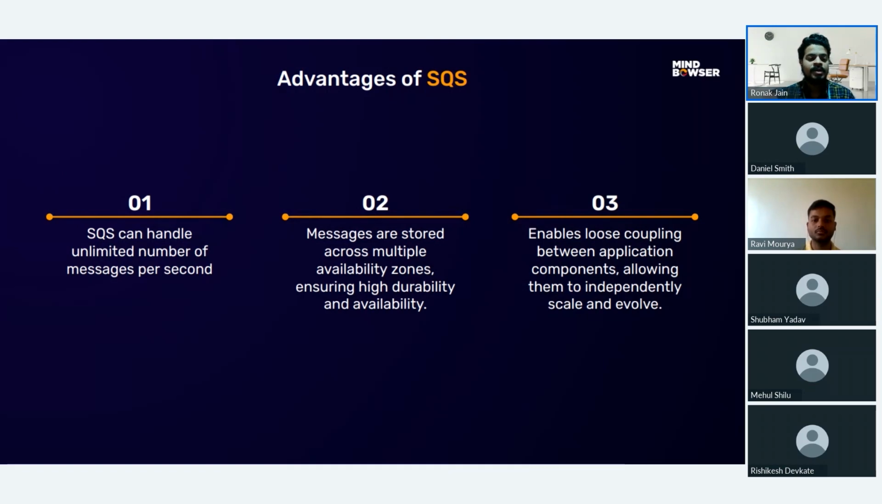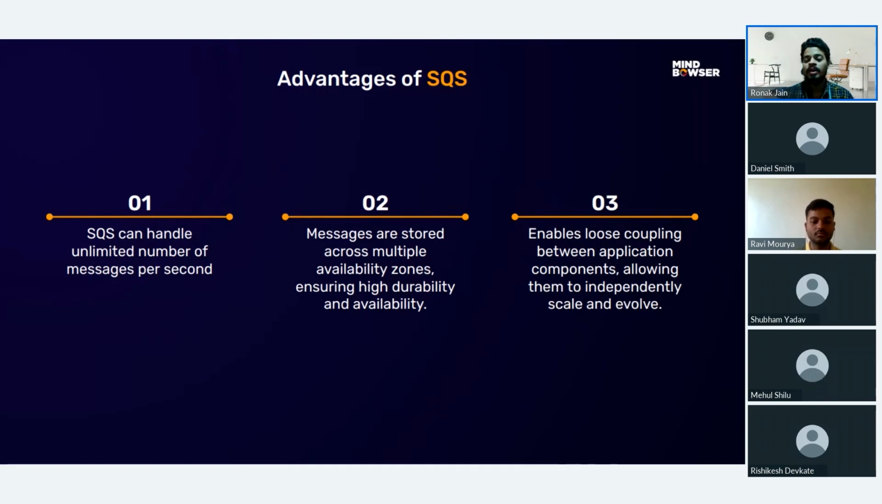SQS is a service provided by AWS, and AWS ensures that, as every service has multiple resources, they can handle an unlimited number of messages or requests per second. SQS also has this kind of feature: it can handle an unlimited number of messages every second. It is available in every region, so let's suppose we are in Asia, we can deploy our SQS in the Asian region and access it more effectively. It also ensures high durability and availability.